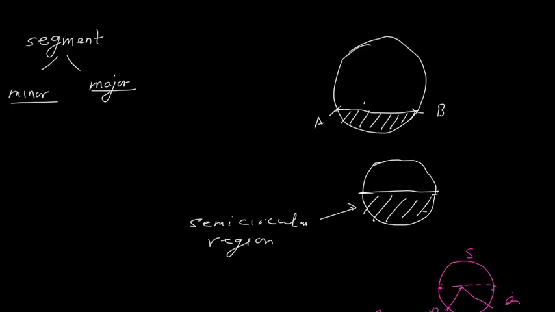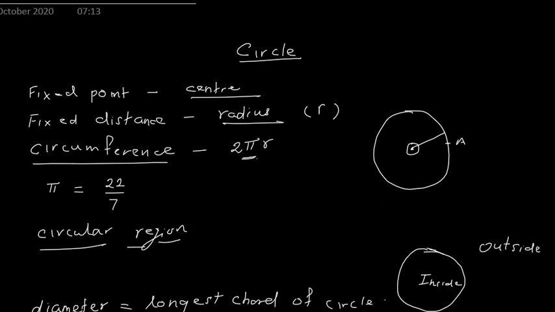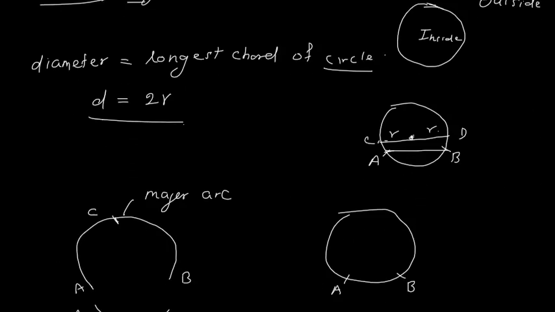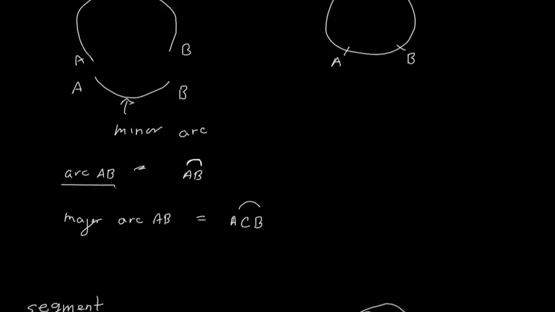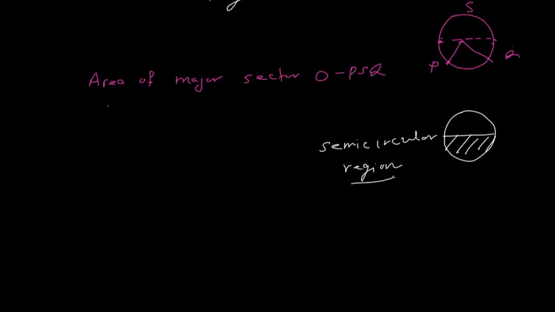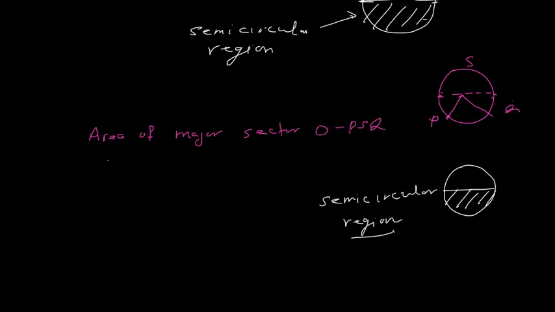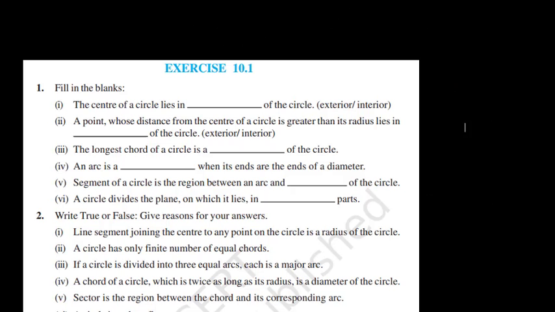We have seen the definition of circle, we have understood what is radius, what is chord, what is arc of circle, what is segment, area of segment, what is area of sector, what is semicircular region, what is circumference of the circle. So now with this information we can solve our first exercise. Exercise 10.1. So let us see that exercise 10.1.